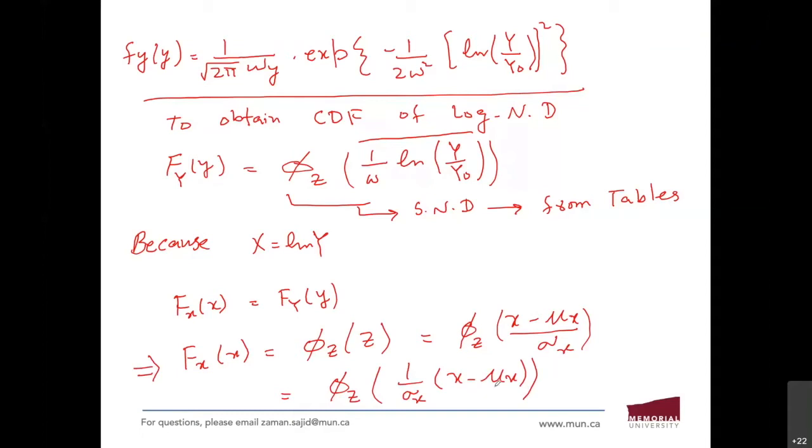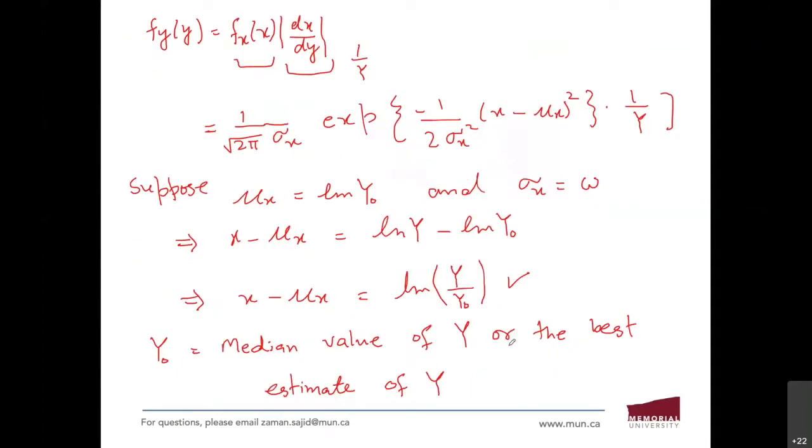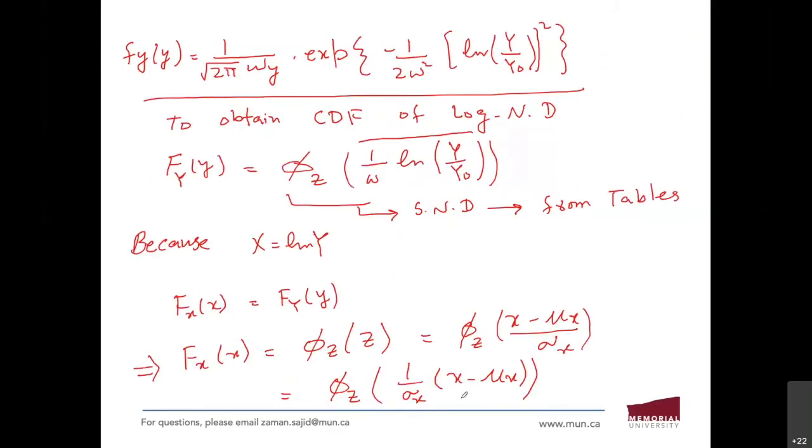Now, if you recall from our previous slide, let me go back here. This term x minus mu of x is defined as log of ratio of y and y naught. So here I'm going to replace this in the next slide, please. So my f of y at y will be phi of z into 1 over w natural log of y over y naught.